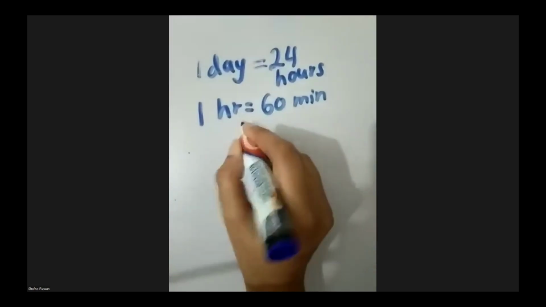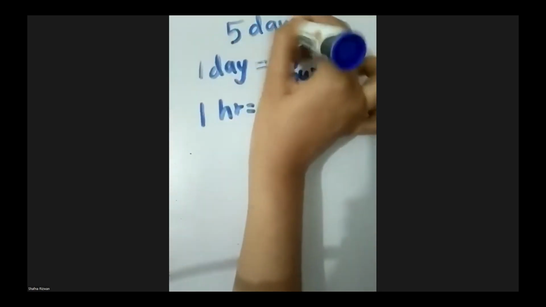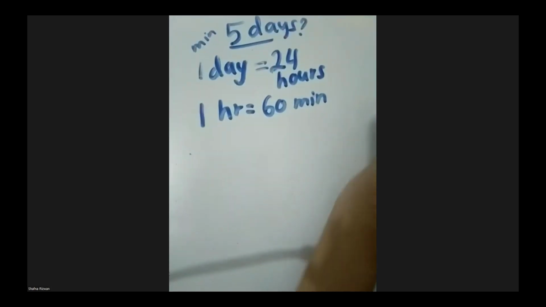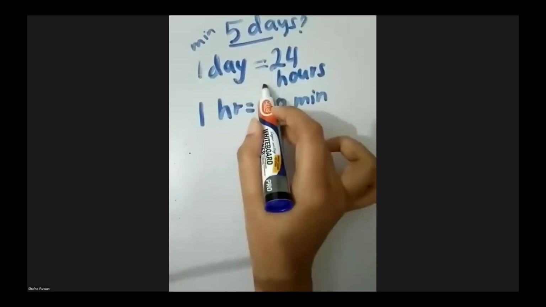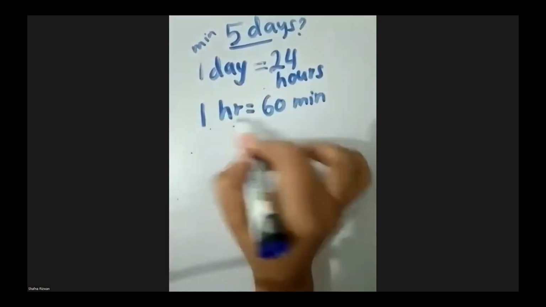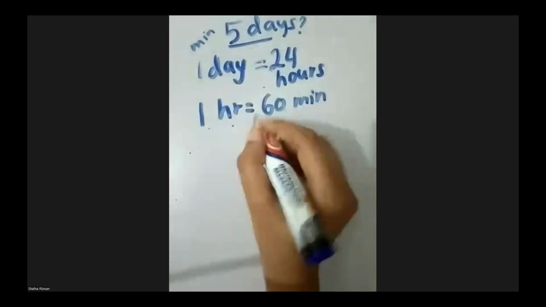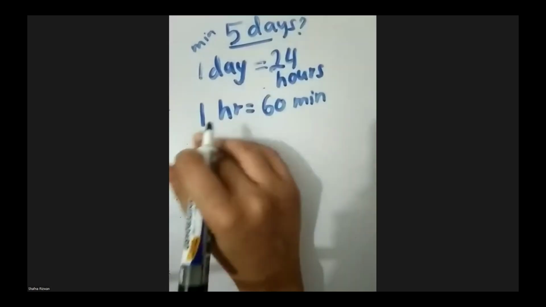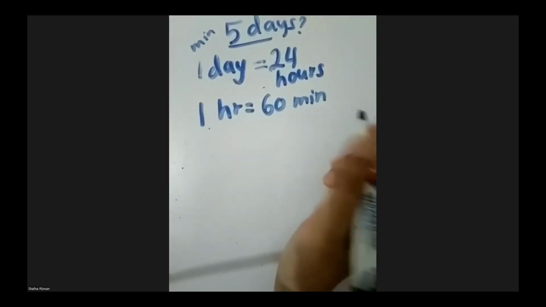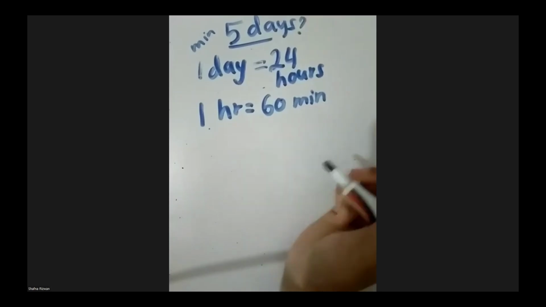Let's find. The question is how many minutes do you all have in 5 days? You all know in one day you all have 24 hours. In 1 hour you all have 60 minutes. First, let's find how many hours we have. How can you all find it? Let's do it.